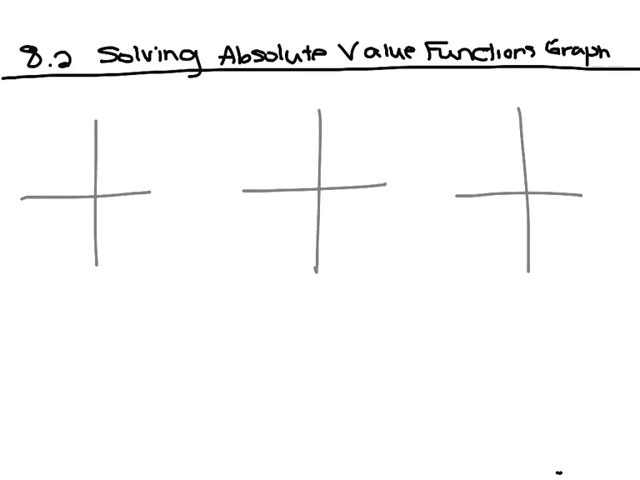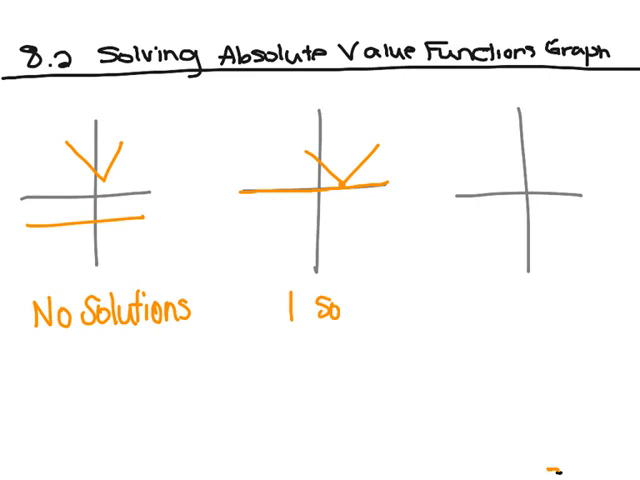When you're solving absolute value functions, there's only going to be so many different ways you can find solutions. If you have an absolute value and a line that are not touching at all, there'll be no solutions. When you have a line right on the x-axis and an absolute value touching it, you'll have one solution. And when you have an absolute value function and a line going through it like that, you'll have two solutions.